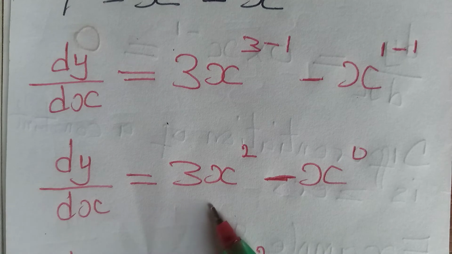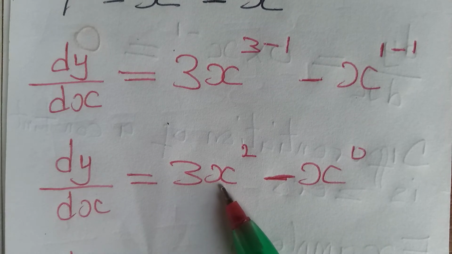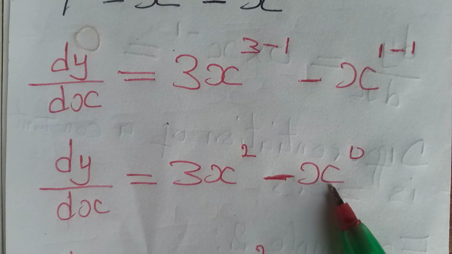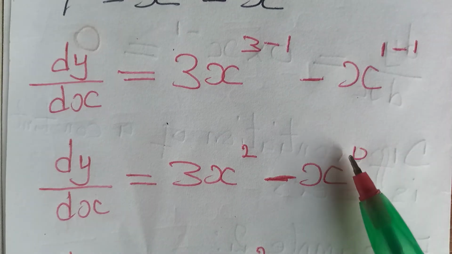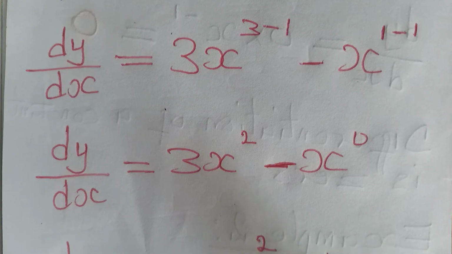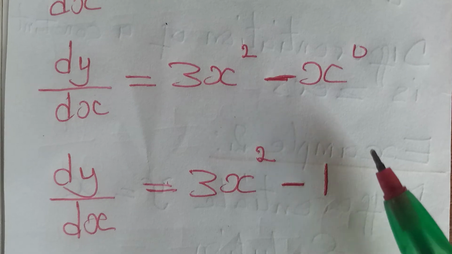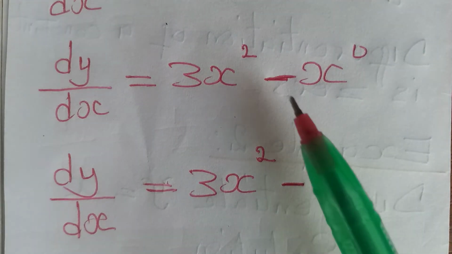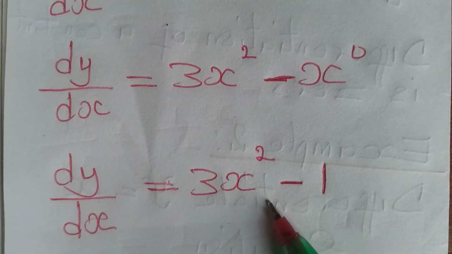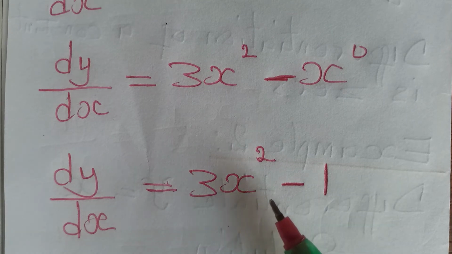So dy by dx will be equal to 3x squared minus x raised to power 0. How did we get that? 1 minus 1 will give us 0. Then again, from indices, we know that x raised to power 0 is the same thing as 1. And this will come down to this. So you see, even though the original fraction was looking a little bit complex and frightening, if we simplify and apply the rules appropriately, we will arrive at the answer quickly and accurately.